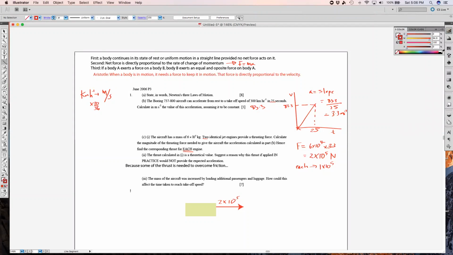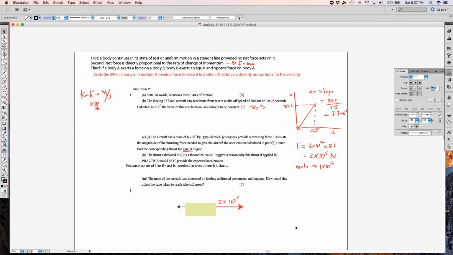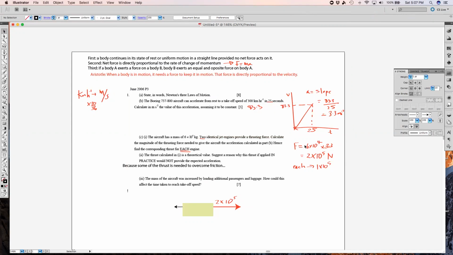It's never going to go away. The faster the plane is traveling, the greater the air resistance is going to be. So there's going to be a force here acting in the opposite direction to oppose motion. Right? That's the idea. So therefore, when you apply this and this is acting, you will have less, and therefore the acceleration would not be as high as 3.3.